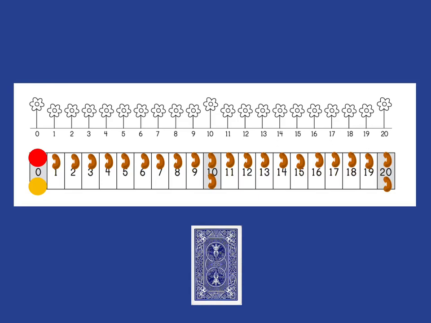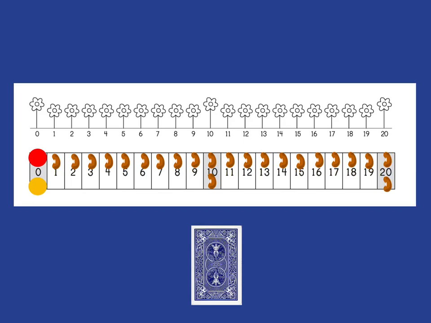You'll shuffle the cards and place them face down. You will put one bean on every number on the board from 1 through to 20. You won't put any on 0, and you'll put 2 on 10, and you'll put 2 on 20. And then you'll have your 2 counters, and obviously it'll be played with 2 people, one person being the red counter and the other person being the yellow counter.